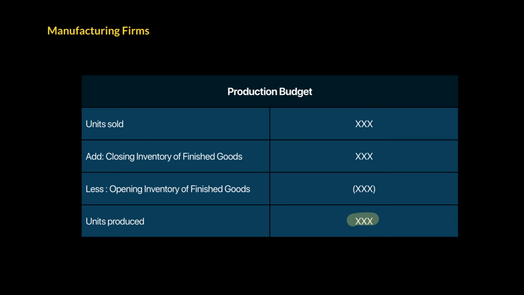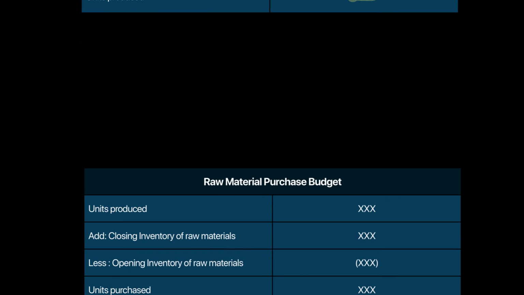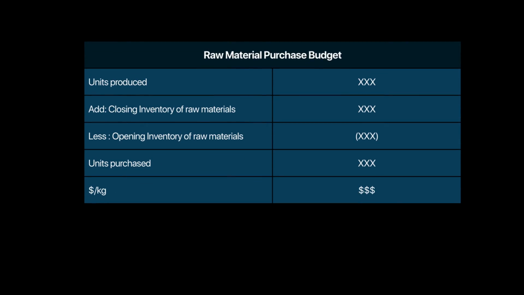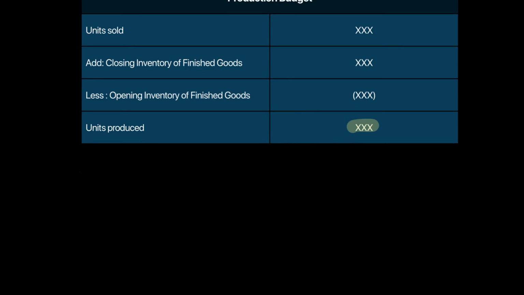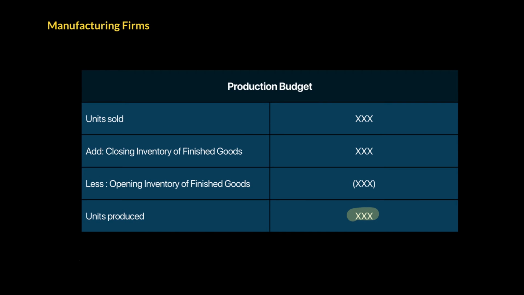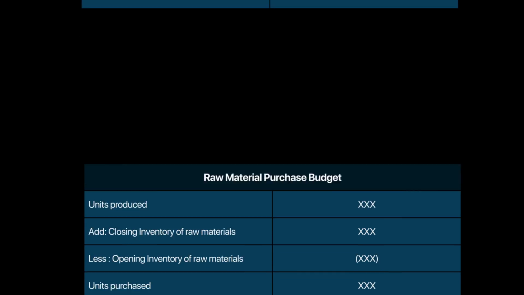But for raw material, that is something that firms have to buy, because to produce these goods, they would need to buy raw material. Raw material will also have inventory. So we draw another budget that is linked to it called the raw material purchase budget. You guys should also know how to draw this. Now this budget will start with the units produced. So remember, this units produced comes directly from our production budget. The production budget helps us calculate the number of units produced.